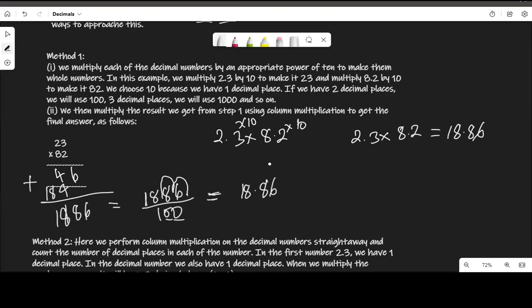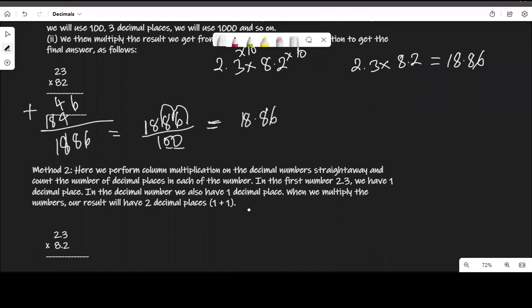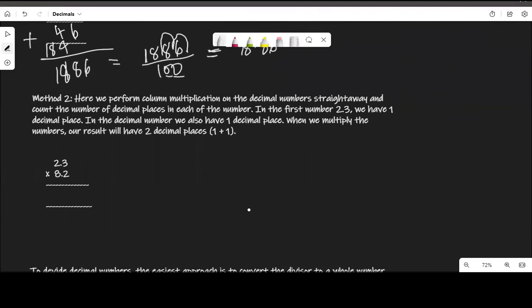So what we did here, first of all, was convert each of the decimal numbers to whole numbers by multiplying by the appropriate power of 10, and then multiply the whole numbers that we got. Then we return the whole number back to a decimal number by dividing it by the appropriate power of 10, which is 100 in that case, since 10 times 10 is 100. So that is one approach of multiplying decimal numbers.